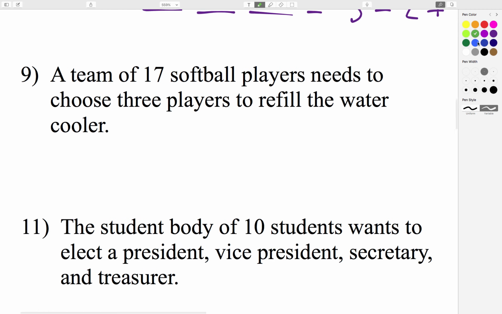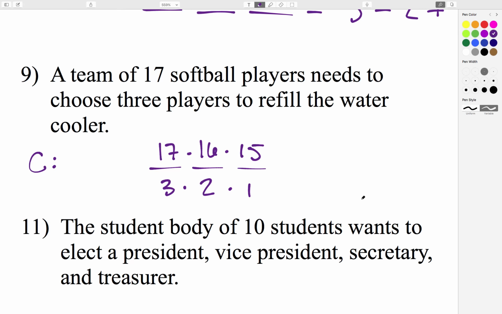Next one. A team of 17 softball players needs to choose 3 players to refill the water cooler. It doesn't matter who I choose, everybody's going to refill it in the same way, so order does not matter, so it's a combination. So I need to pick 3 people out of the 17. Since it's a combination, I need to divide out the orderings of 3 people, so 3 times 2 times 1.